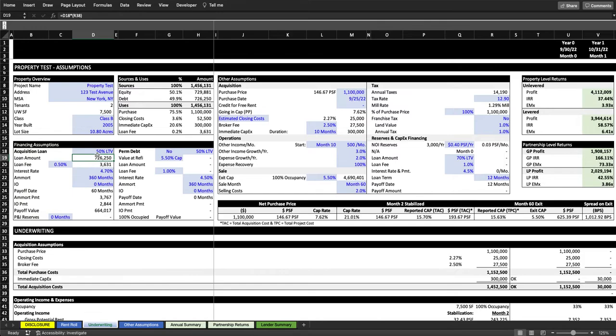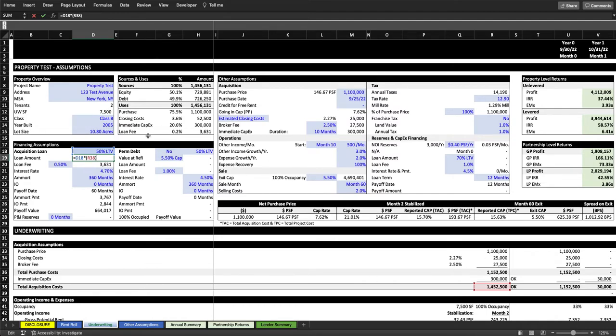So you can choose what loan to value your acquisition loan is, right? So right now we're saying that the asset is $1.1 million. If we're borrowing 50%, your loan amount is not just on that 1.1, the way that we have this structured, it's your loan amount on the immediate CapEx, the closing cost, the broker fee, and the purchase price.